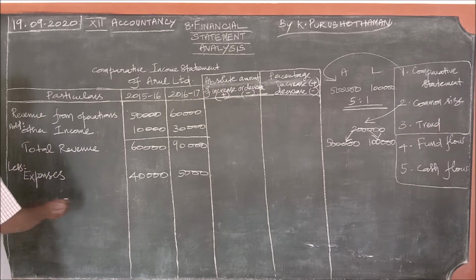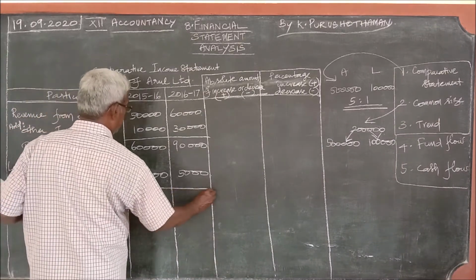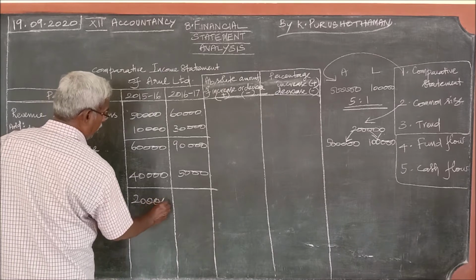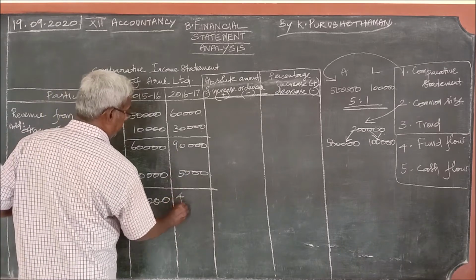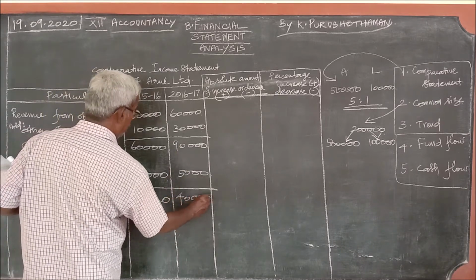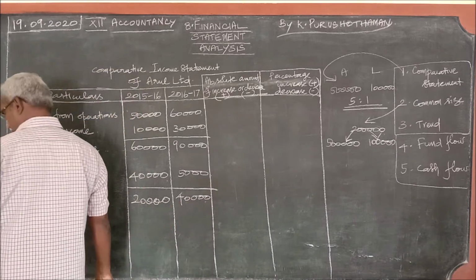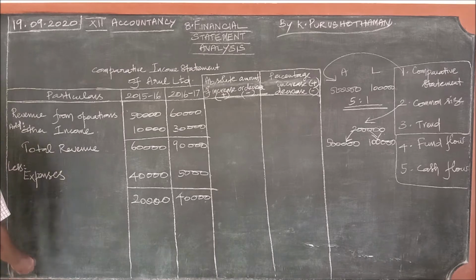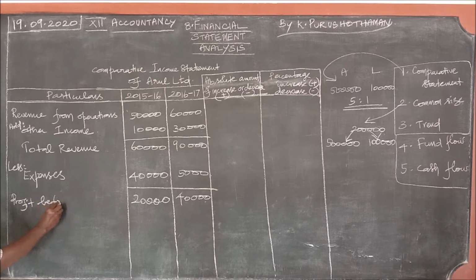And from the total revenue, less expenses. What will you get? 60 minus 40, 20,000. 90 minus 50, 40,000. This is the profit. Profit before tax.